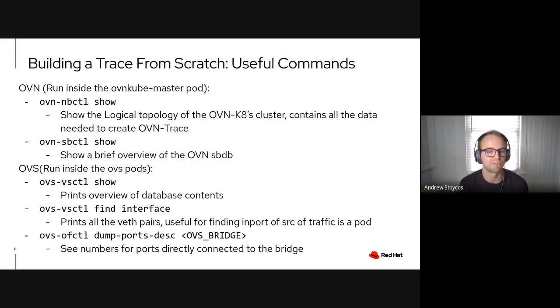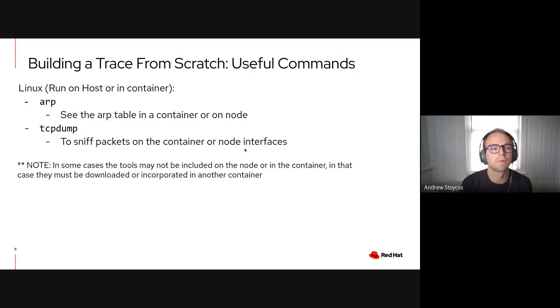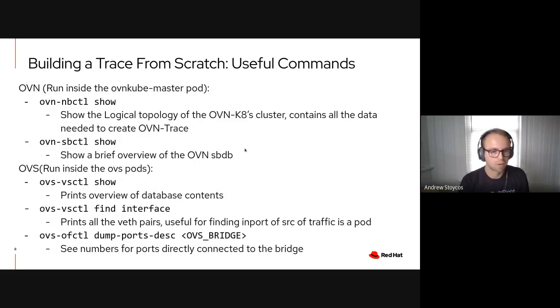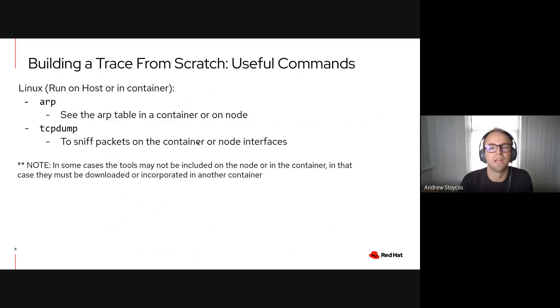Some other things we're going to need for building traces today are ovs-vsctl commands and ovs-ofctl commands. There's a lot of ways to skin a cat with these. These are just the commands I've used today to build the traces I'm going to show you in a minute. And then also some other commands you'll see today are arp and tcpdump, which are just basic Linux commands. Often these tools may not be included on the node, so just be aware of that. The way I brought them in was with custom containers.